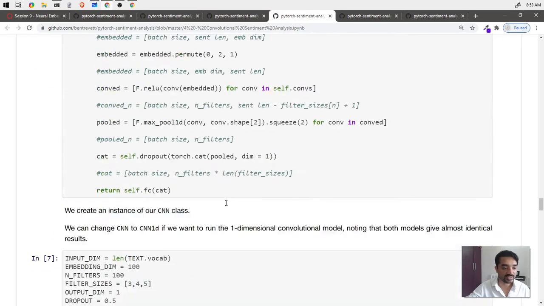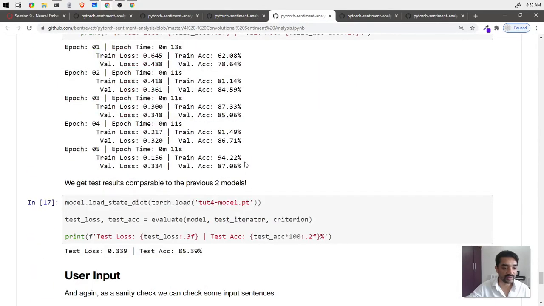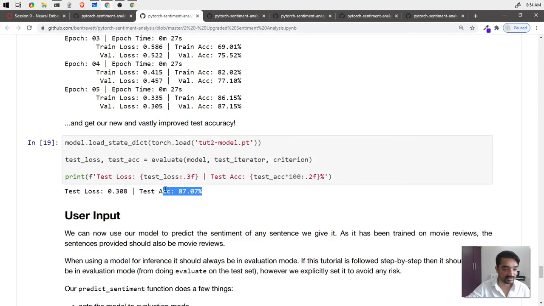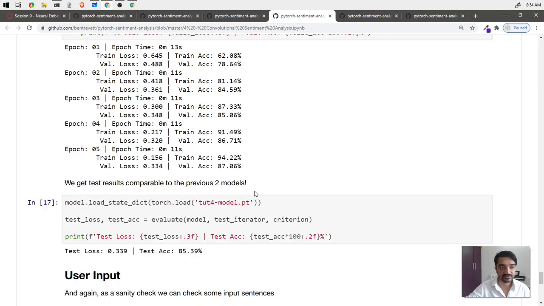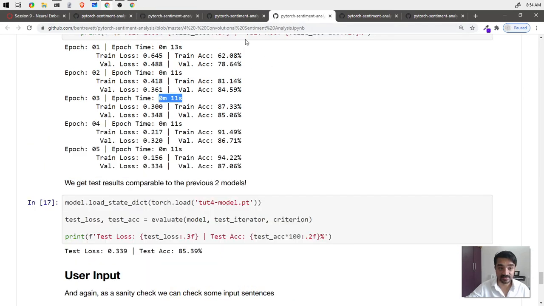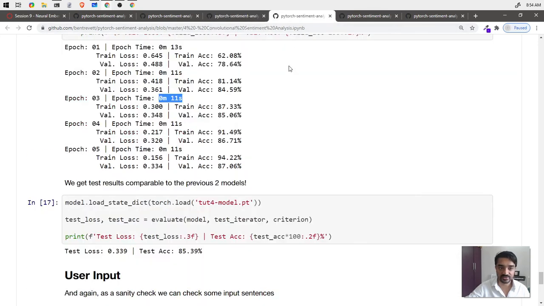And when we train this, we get 87%. Not bad. That is much better than the LSTM's 76. Test accuracy is slightly lower, 85.39, but of course we can train better. You can see that LSTMs were taking 27 seconds, this one is taking 11 seconds, and something in between took far less time. So you can see that convolutions work here as well.